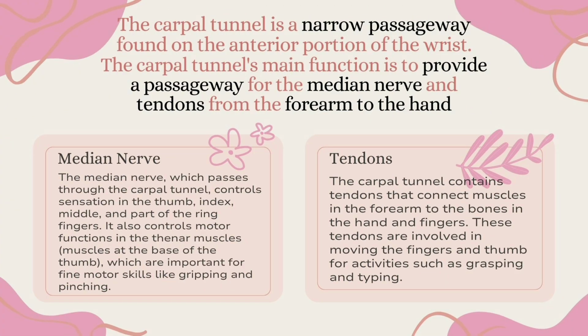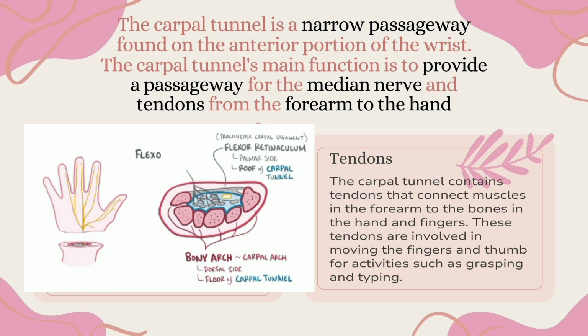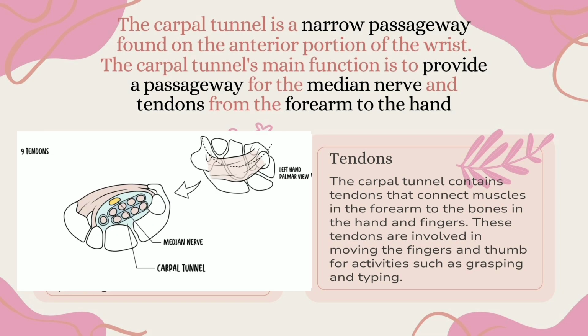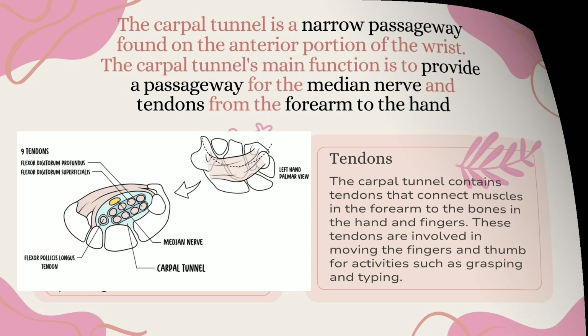Tendons. The carpal tunnel contains tendons that connect muscles in the forearm to the bones in the hand and fingers. These tendons are involved in moving the fingers and thumb for activities such as grasping and typing. The tendons involved are the flexor tendons: the flexor pollicis longus, which controls thumb movement, and the flexor digitorum superficialis and flexor digitorum profundus, which control finger movement.